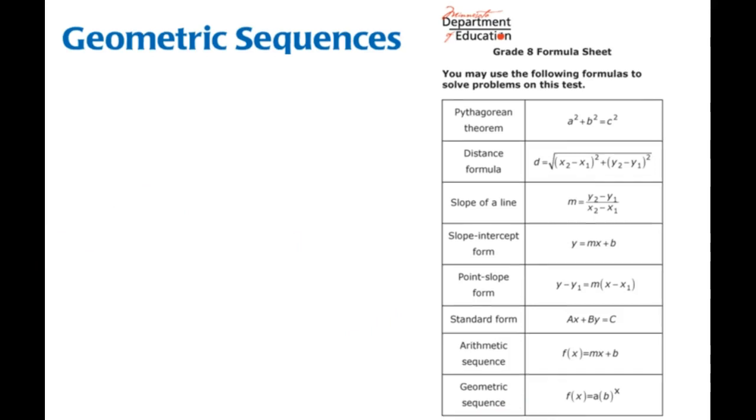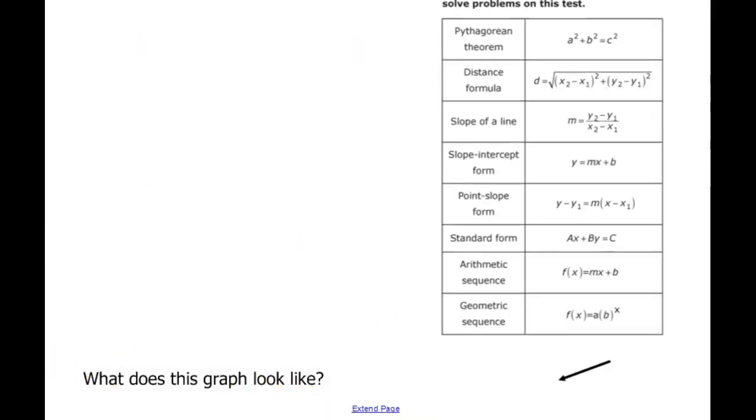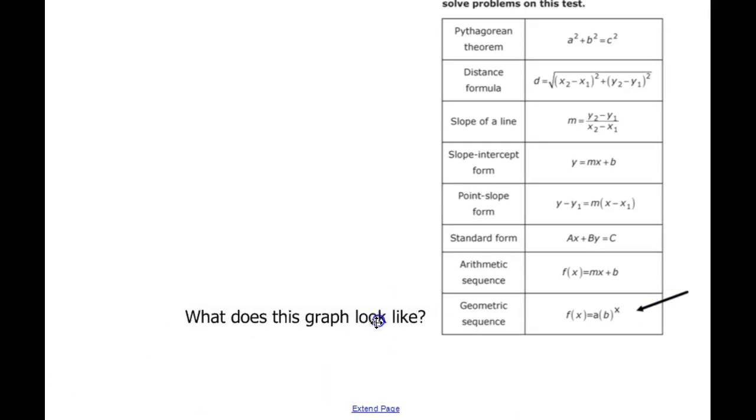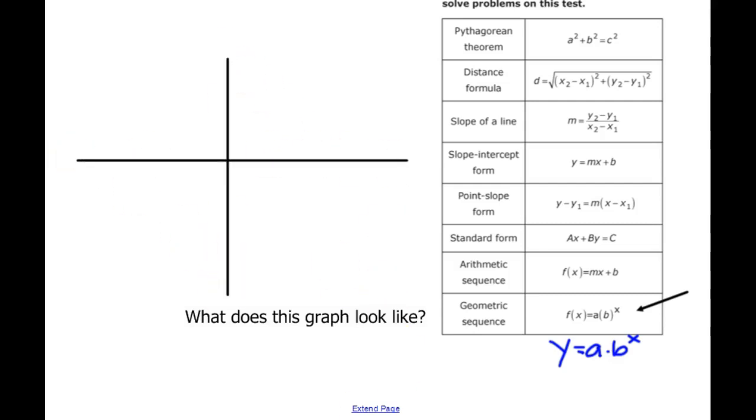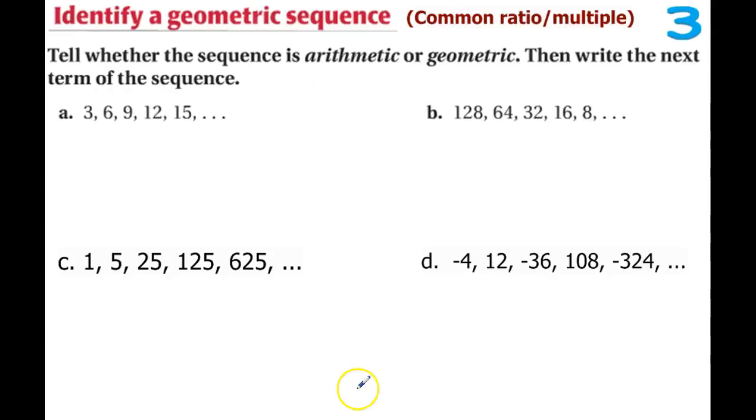Now we're going to do the same thing, but with geometric sequences. What does a geometric sequence look like? Well, a times b to the power of x. We learned this equation before, a times b to the power of x. This is when we graphed exponential growth and exponential decay functions. So these look something like this. We start out close, and then they drastically get really big. So these functions are either multiplying or dividing over and over and over again. So ratio or multiple, meaning divide or multiply.